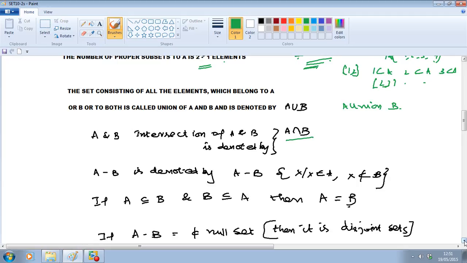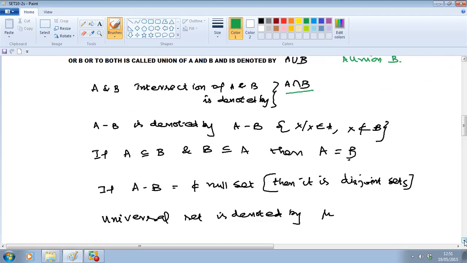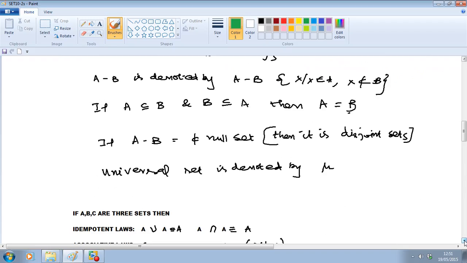So we have seen different properties of the subsets now. In this one point we have A minus B, the set A divided by B. X belongs to A, comma, X does not belong to B: that is A minus B. That's all. We read it like that.